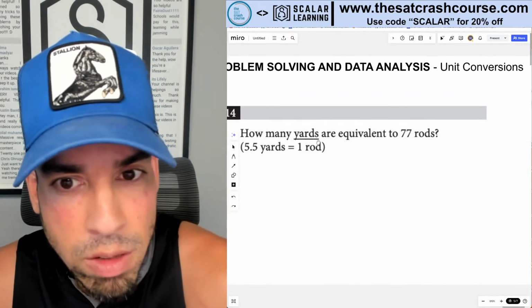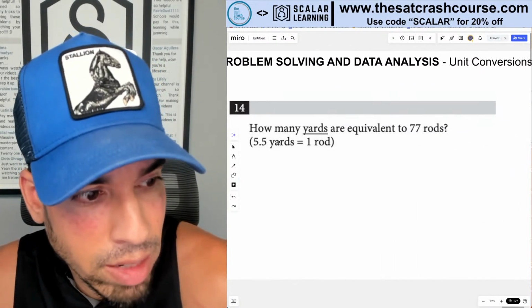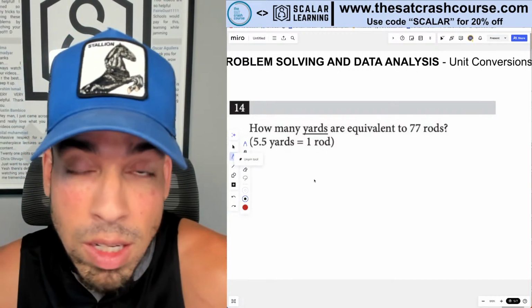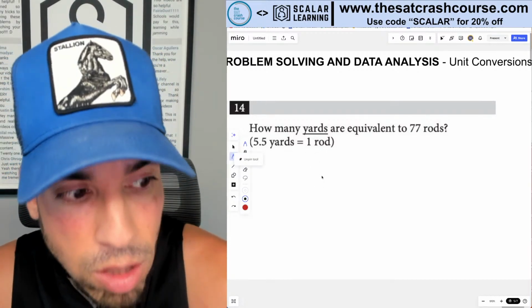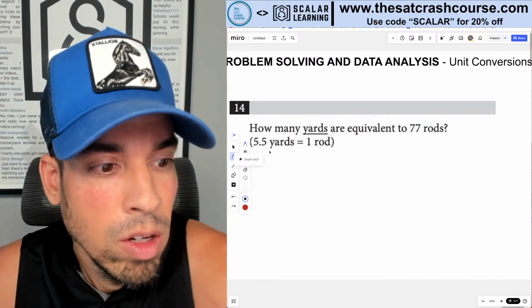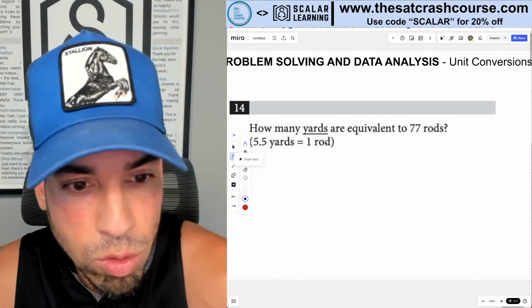All right. Subcategory 2. This is unit conversion, okay? Now, a lot of times they're going to give you the equivalency for the units, and then it's just your job to utilize those equivalencies and evaluate.